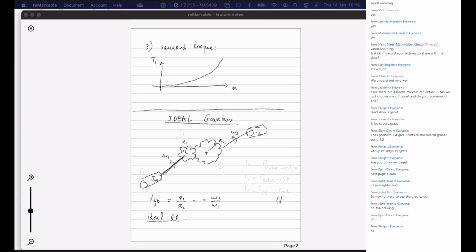Oh, I have 7 new messages. Okay, the gray color is not easy to see. I think it will be better on the print later on, but yeah, I will try to keep it in black then.